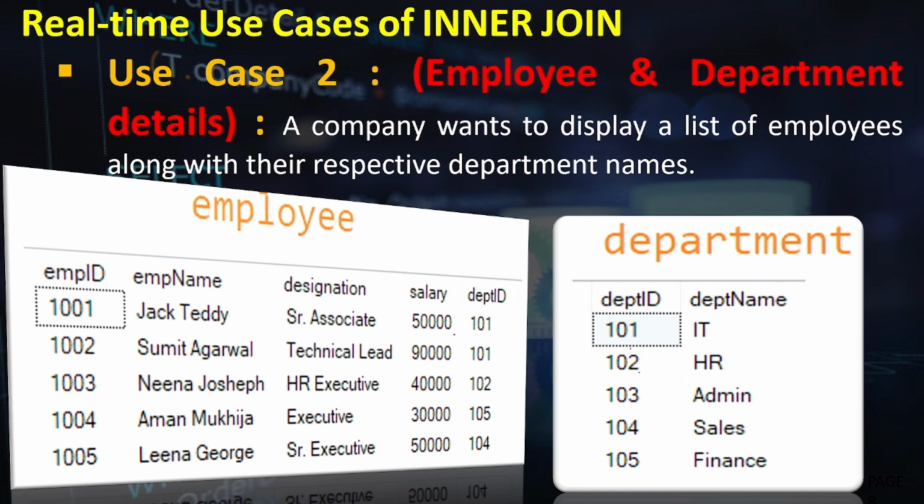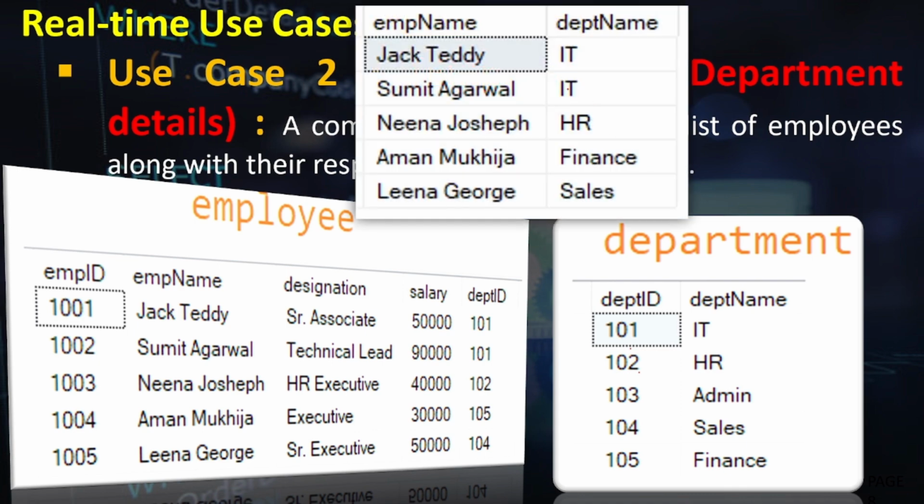So there is one thing that is common between these two tables: department ID. So I can put a join on department ID so that I would be able to extract data from employee and department both. And here is the outcome that I want to see. Make sense? So let's go and see this in action.